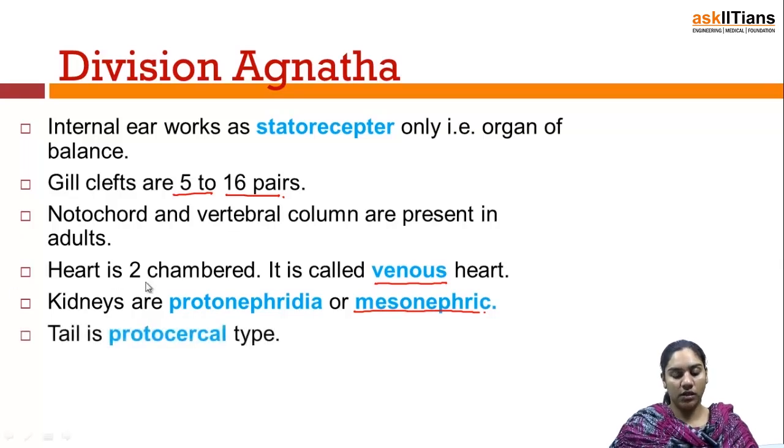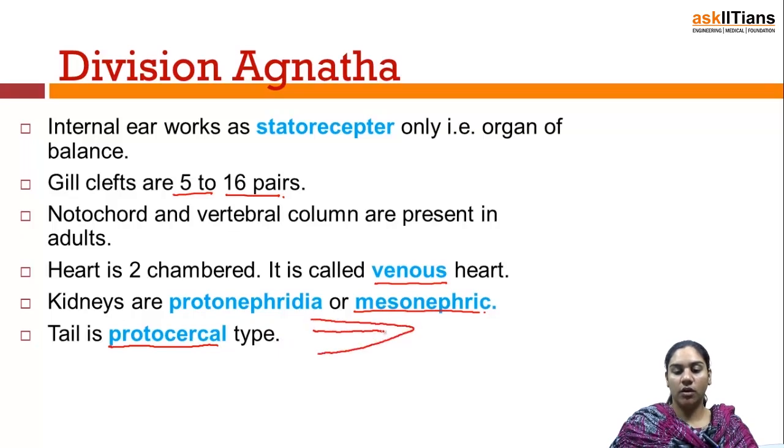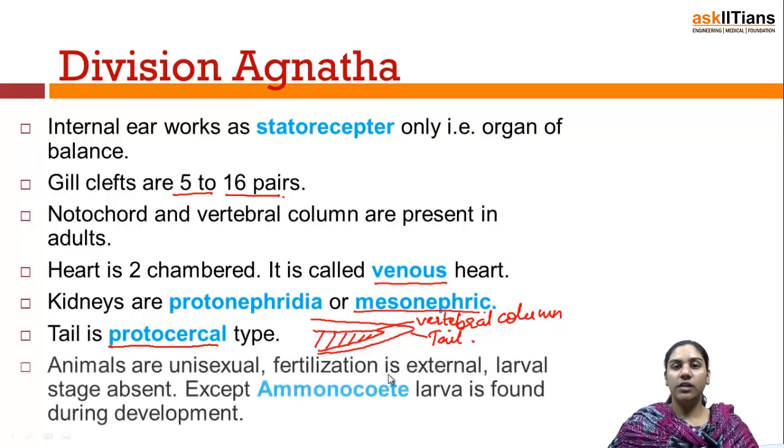The tail is the protocercal type. In the protocercal type of tail, the vertebral column extends to the tip of the tail. Suppose this is a tail, so the vertebral column is extending up to the tip of the tail. So this structure is the vertebral column and this is the tail. This type of tail is known as the protocercal type. The animals are unisexual and fertilization is external, and the larval stage is absent except an ammocoete larva which is found during the development.